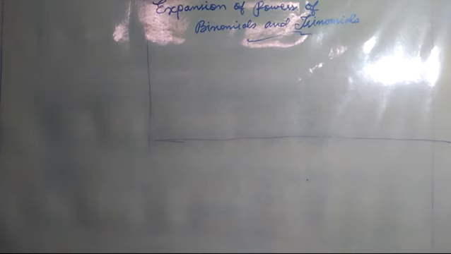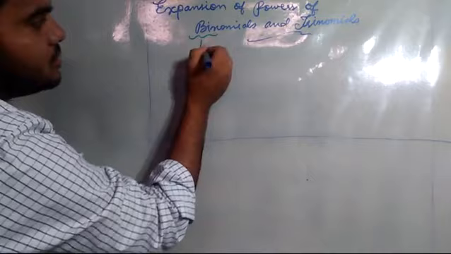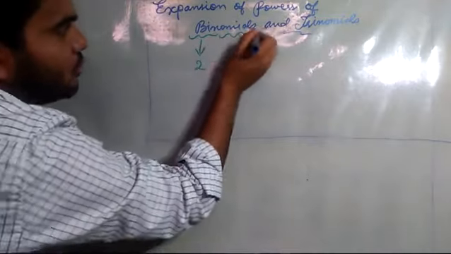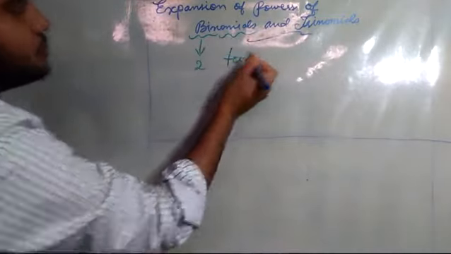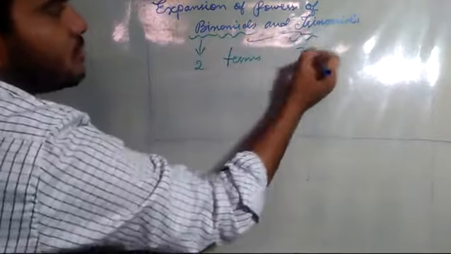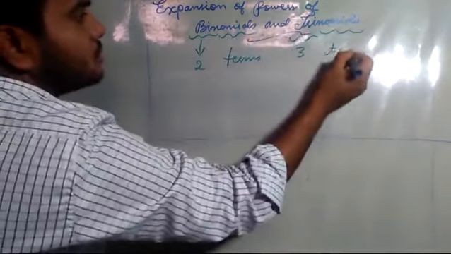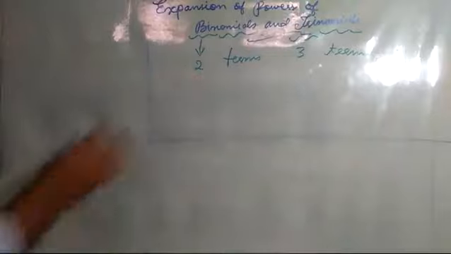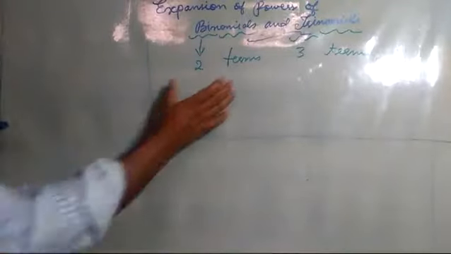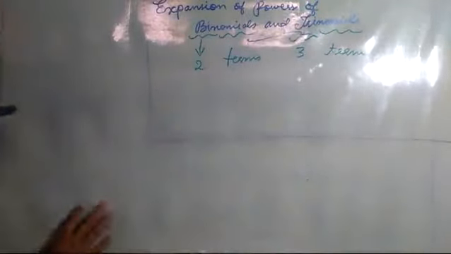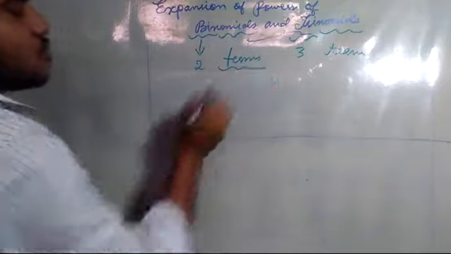The word binomial means two terms. Here, this bi means two, this nomial means terms. This tri means three, this nomial means terms. So here we are going to learn the expansion of two terms and three terms separately or maybe together depending upon the questions. Now what is this terms called?